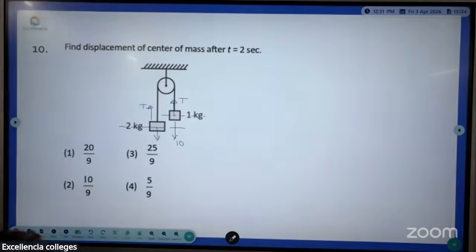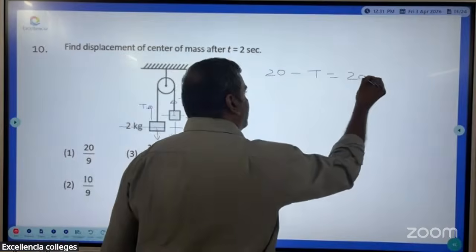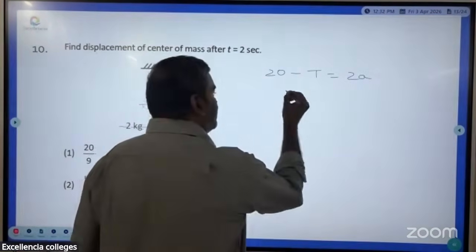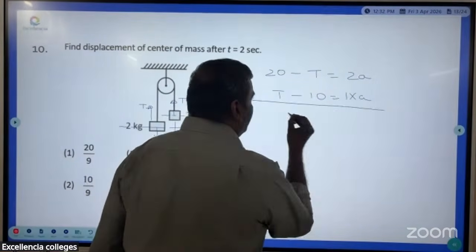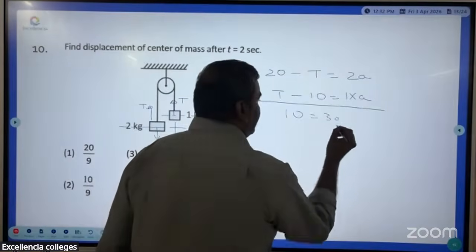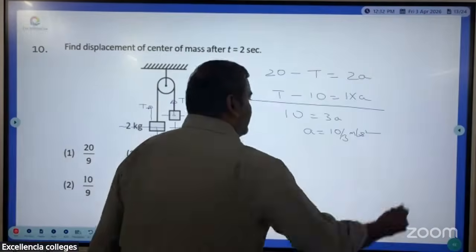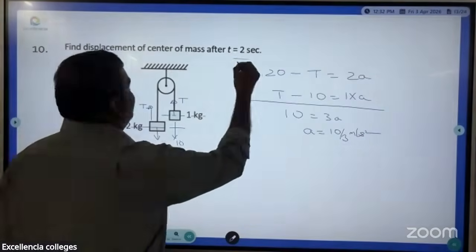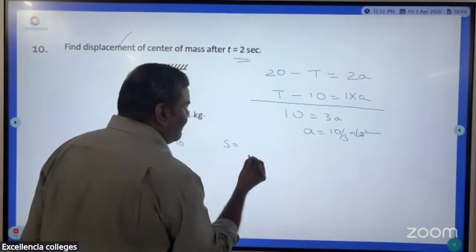So if this goes down, I can write the equation as 20 minus tension equals 2 into A. That's one of the equations. Another equation is T minus 10 equals 1 into A. Adding them, 10 is equal to 3A. A comes out to be 10 by 3 meter per second square. That's the value of the acceleration. So once we arrive at this acceleration, हमको निकालना है 2 seconds में displacement of center of mass. So let's find out how much will each of them move in 2 seconds.